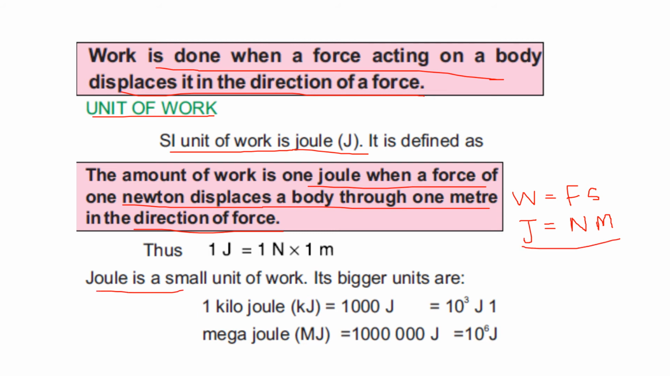Joule is a small unit of work. If the quantities are bigger, we can also measure in bigger units, like 1 kilojoule. 1 kilojoule will be equal to 1000 joule, because we know that in kilo we have 3 zeros, right? And we can write this as 10 raised to power 3 joule. Then megajoule, MJ, where mega is basically 10 raised to power 6 joule. So we can write it also like this.